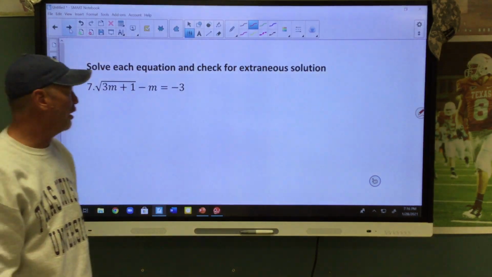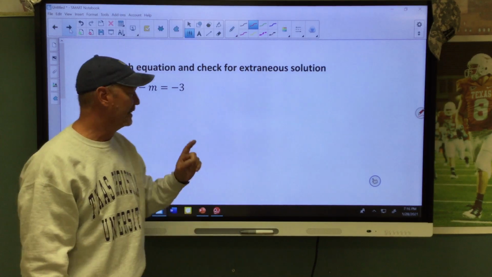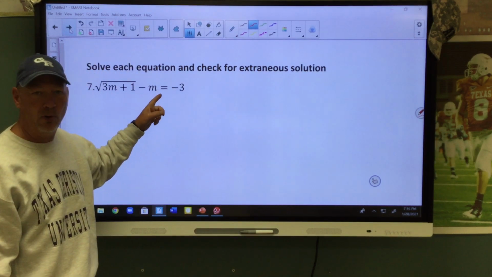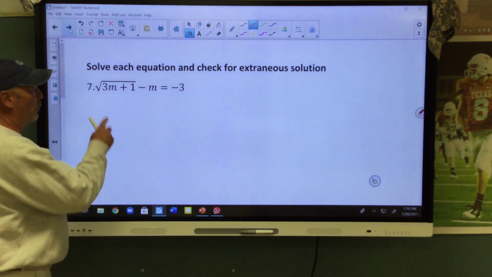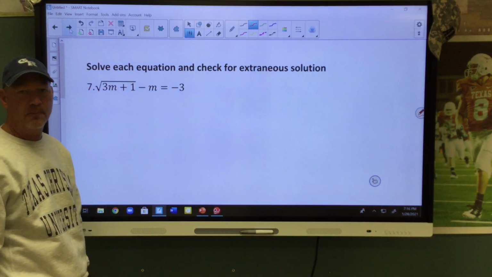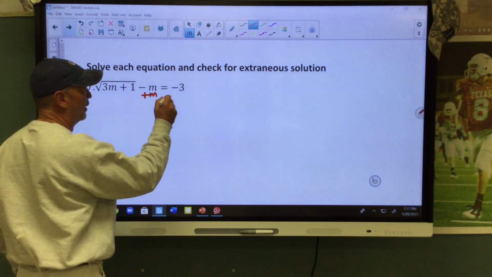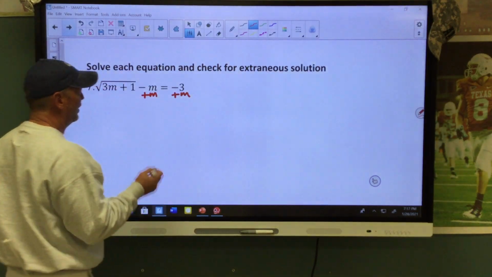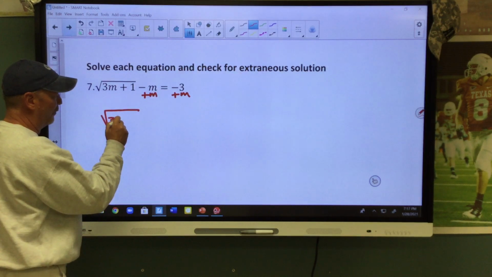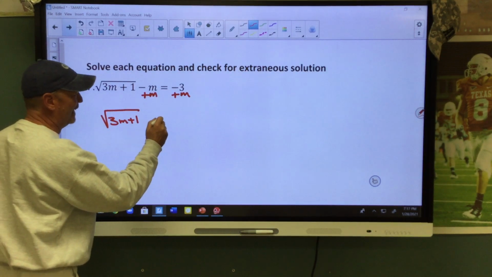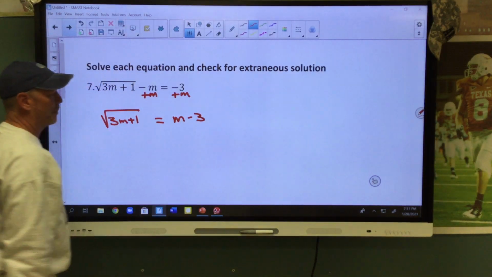They're going to ask me to solve the equation, and we're going to check for extraneous solutions, especially when you have a variable outside the radical. Okay? So my first thing is I want to get my radical by itself. So I'm going to move my m to the other side. We're going to go plus m plus m. This will give me the square root of 3m plus 1 equals m minus 3.